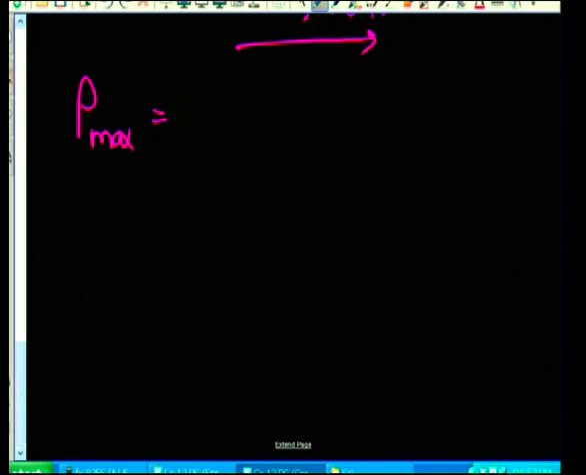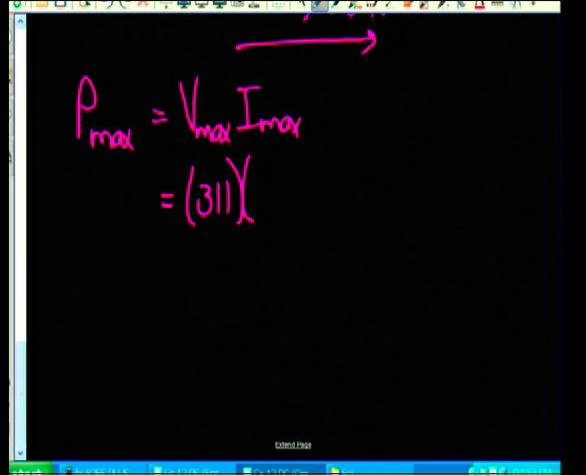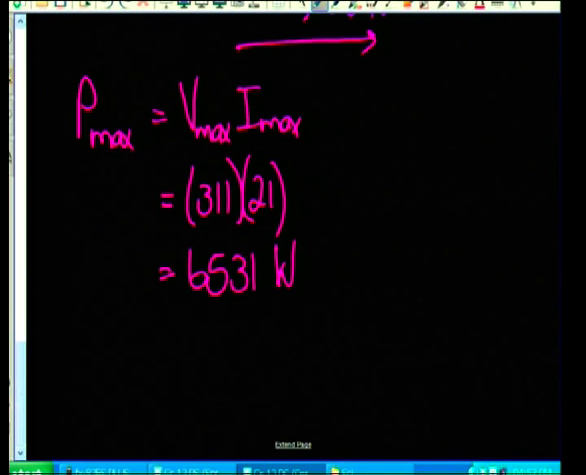I want to show you something else. Yes, we sort of go, lots of calculations. It's okay, we can manage that. I want to show you something else, though. We could have very easily done this. Maximum power is maximum voltage times maximum current. My maximum voltage was 311. My maximum current was 21. And I get 6,531 watts.